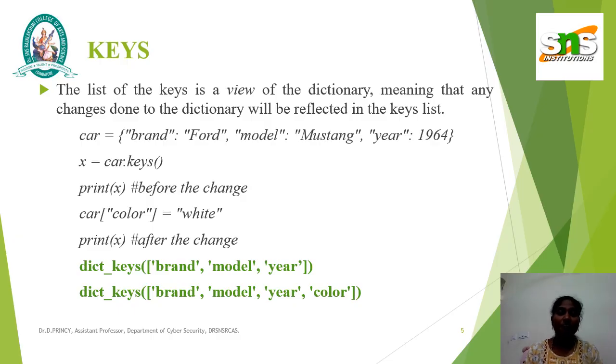See the output. Dict keys, brand, model, year is the first. Before we make changes, this is the result. After making changes, it returns brand, model, year, color. So that is why keys are views of the dictionary. Whatever changes we make to the dictionary are reflected in the keys also.